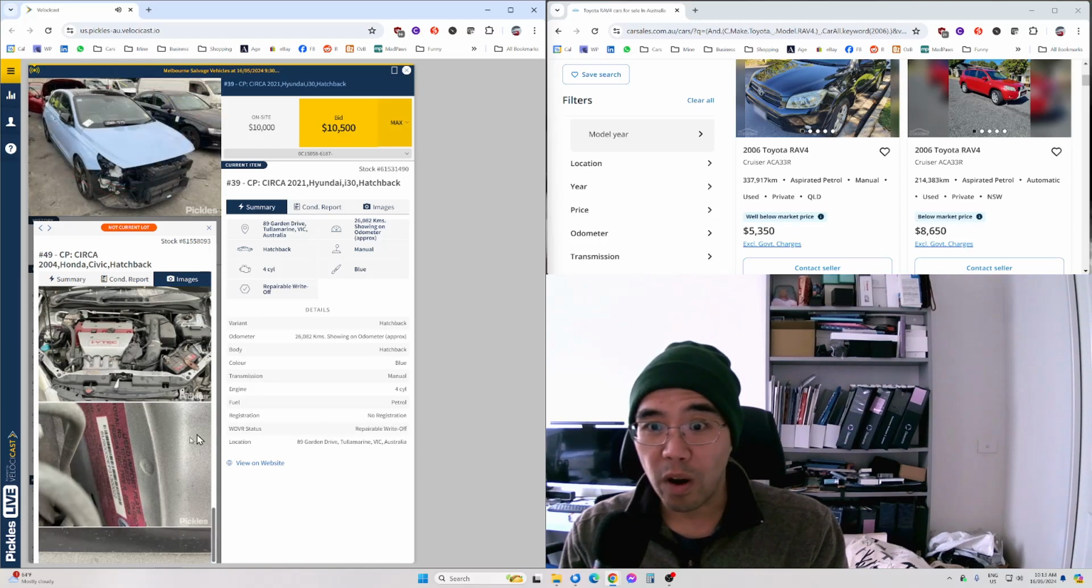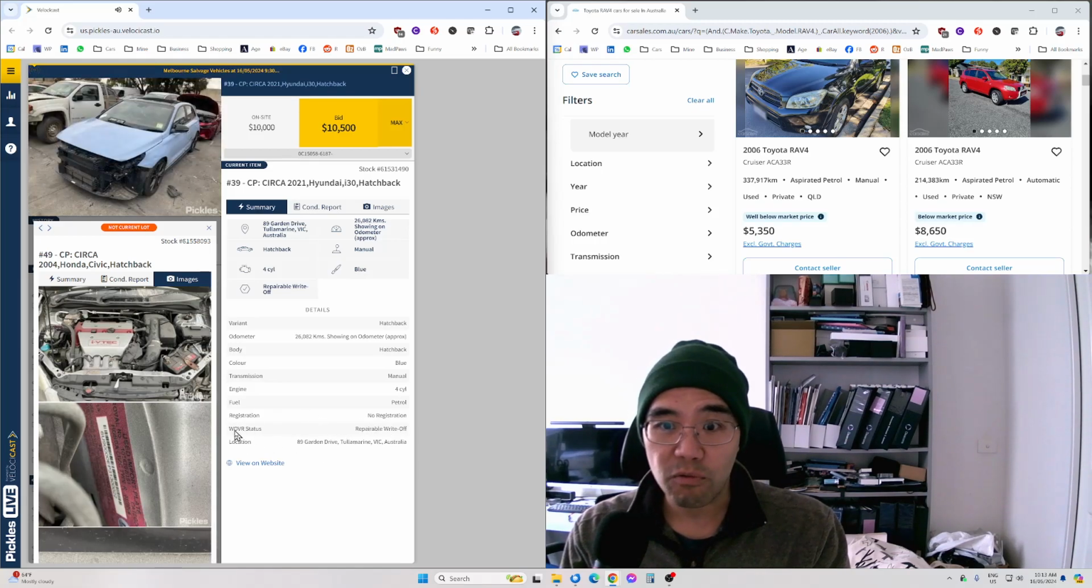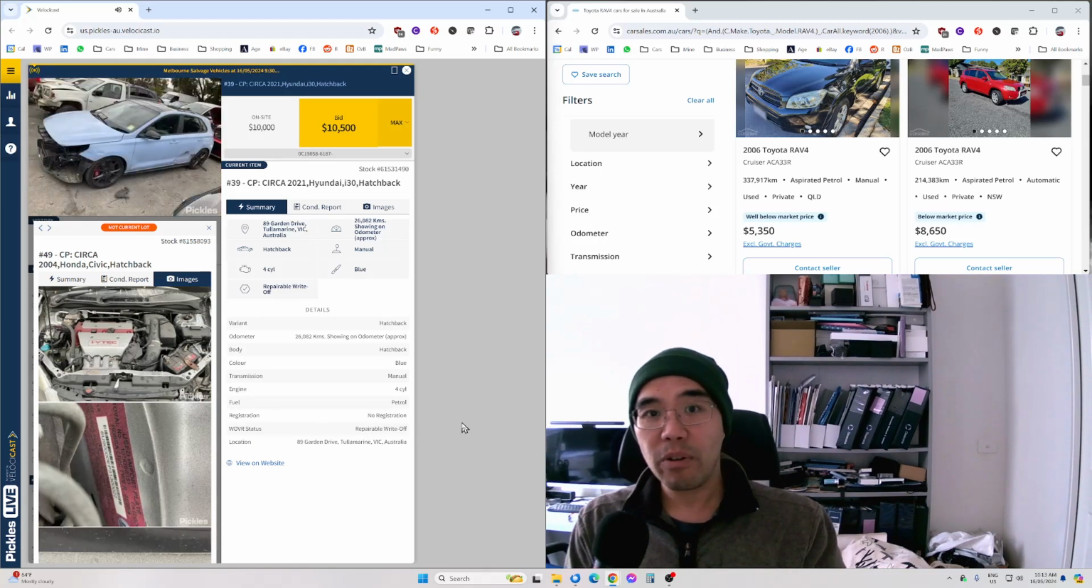If you look here, it says WOVR status, W-O-V-R, which stands for Written Off Vehicle Register status. It is a repairable write-off. This one can be repaired.